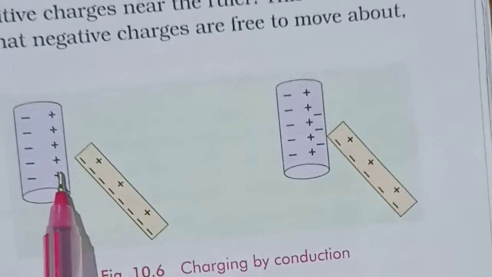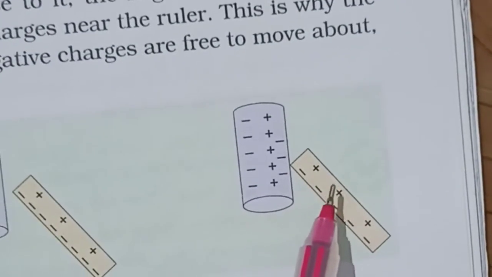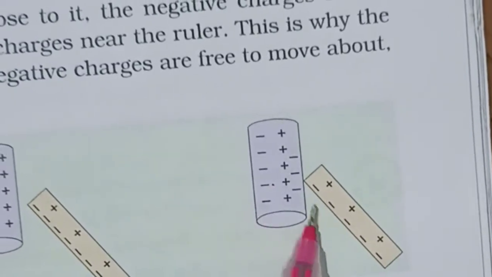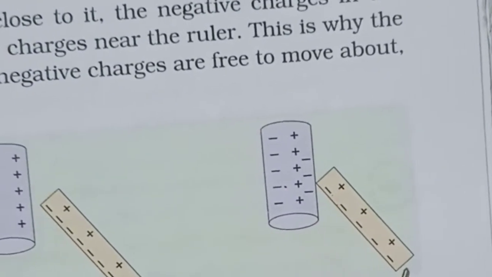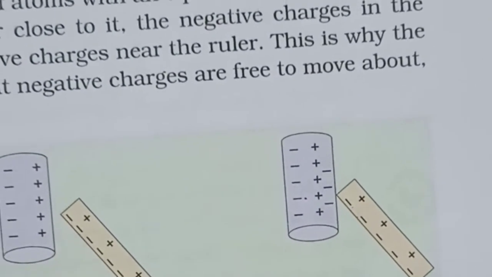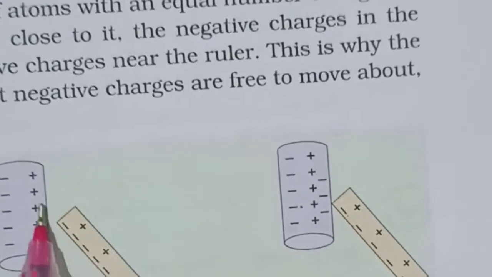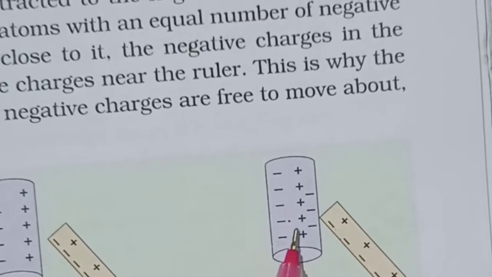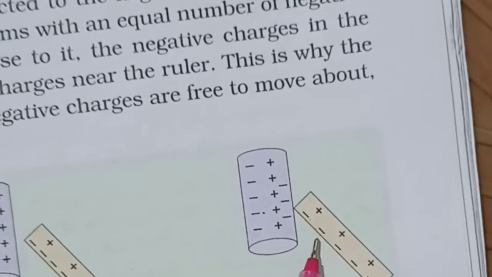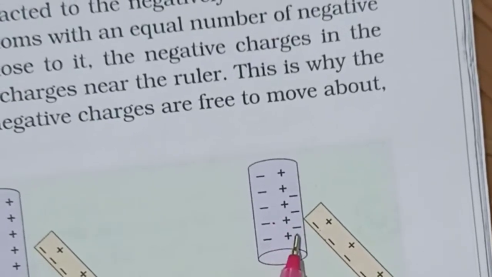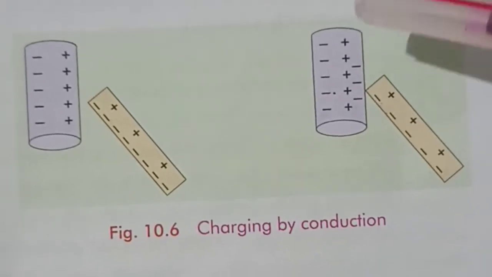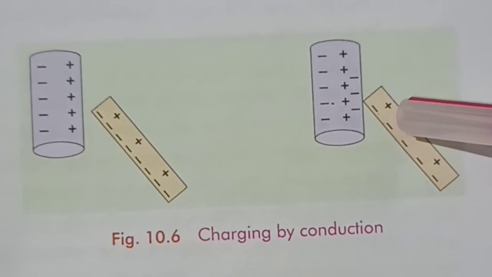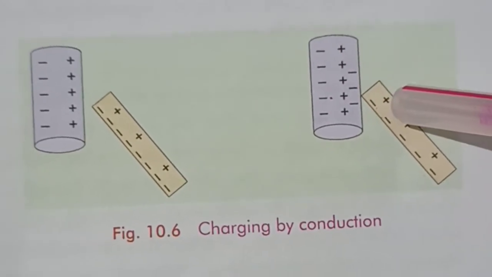But when it remains in contact, some of the negative charges get transferred from this scale to this one. So the number of negative charges in this one has decreased. See here, so many are there, here fewer. And on this side there was no negative, now negative has come. So the negative charge is on this side, and the negative charge is on this end also. Both of them acquire similar charge and they repel each other.